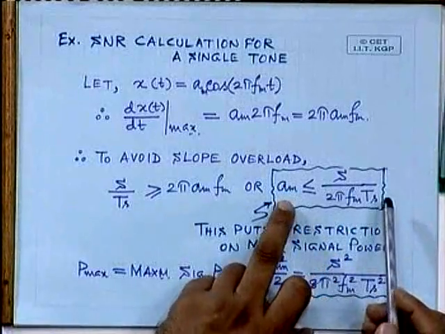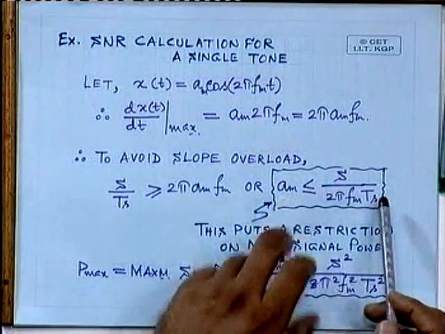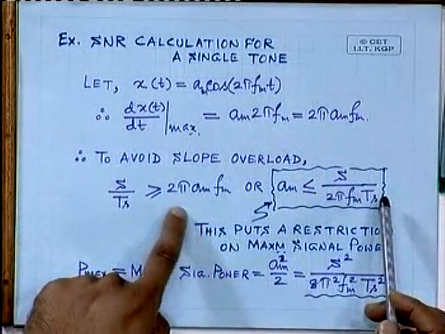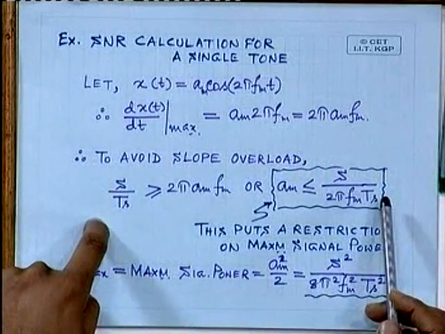Because if I say that my actual input signal x(t), which is band limited in any case, is limited to a maximum frequency of say fm or f2, then we expect a maximum slope if I have a signal which is very strong at that frequency. So the amplitude must be restricted, so that this product value, which is equal to dx/dt, is always less than s by Ts.